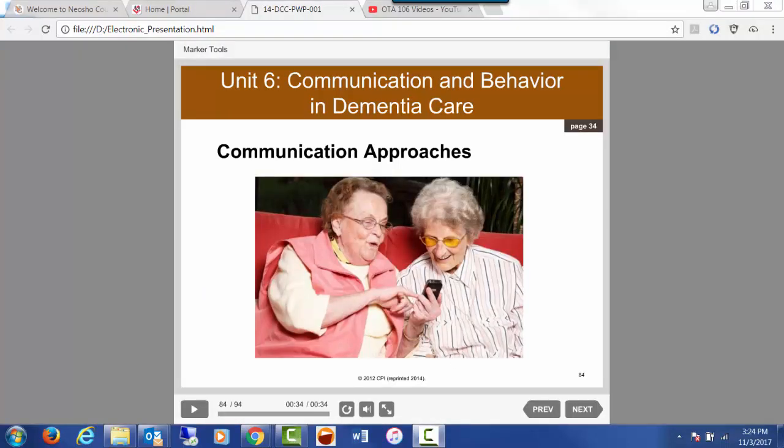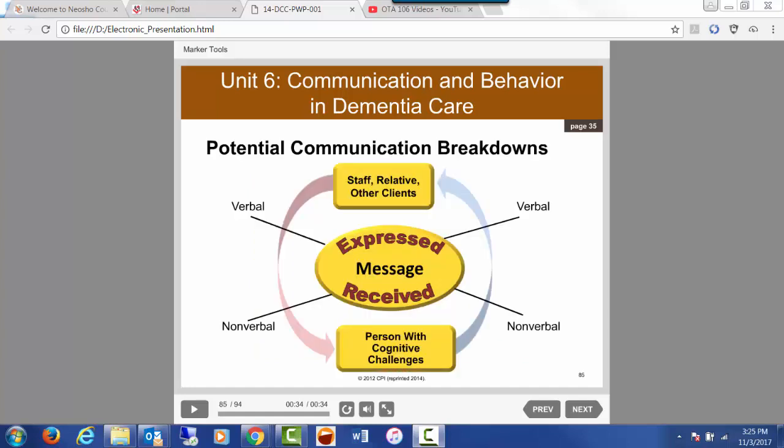Be sure to know all the communication approaches for the challenges that people with dementia face when trying to meet their wants and needs. Communication and behavior. There are two types of communication: expressive and receptive. Expressive. This communicates the needs using speech, body language, and facial expressions. Receptive. This is comprehending the message from others.